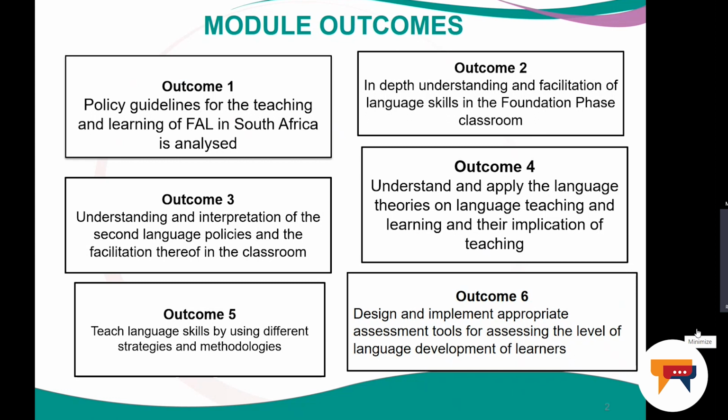That's what you have learned. Outcome 4, you have learned about understanding and applying the language theories on language teaching and learning. On outcome 5, which is unit 5, you've learned about language skills by using different strategies and methodologies. Outcome 6, you learned to design and implement appropriate assessment tools in assessing language.